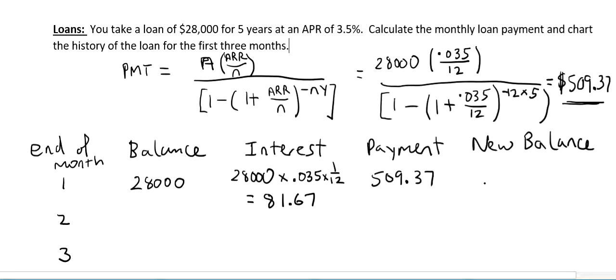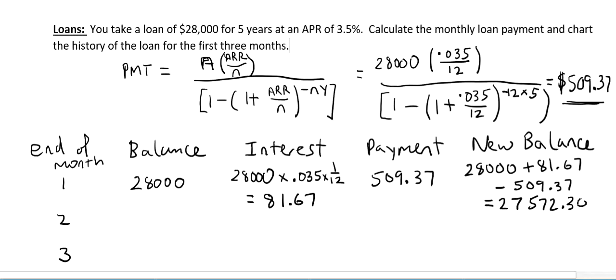I'm making a payment of 509.37. So my new balance is my old balance, which is 28,000, plus the interest of 81.67, and then I have to subtract off my payment of 509.37. So after 1 month, my new balance is 27,572.30. So after 1 month, I owe this. After I make a payment, I now owe this amount on my loan.